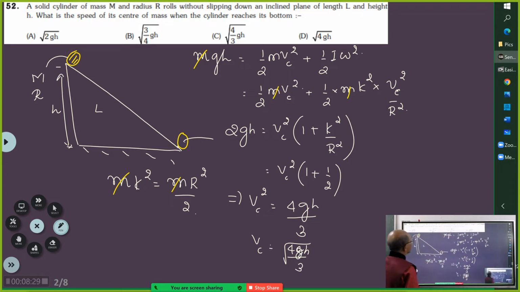Do you have this option? Yes, sir. 4gh by 3, option C. Is that right? Yes, sir. Only one student said yes, others did not reply. I don't know why. These are all direct problems from the NCERT textbook.